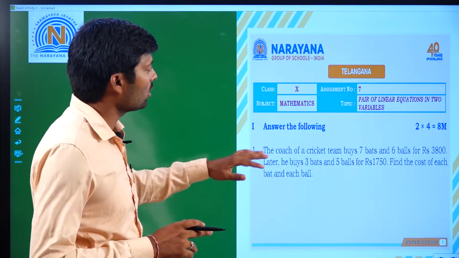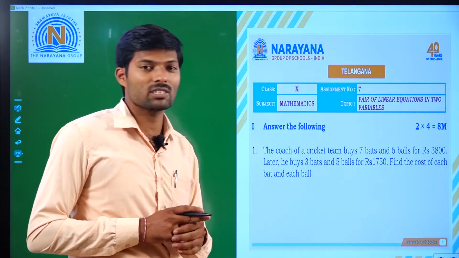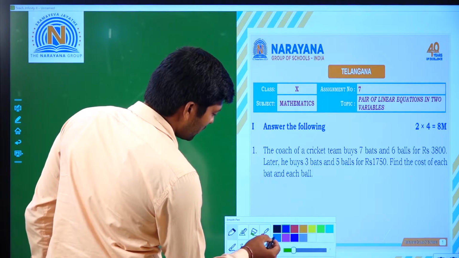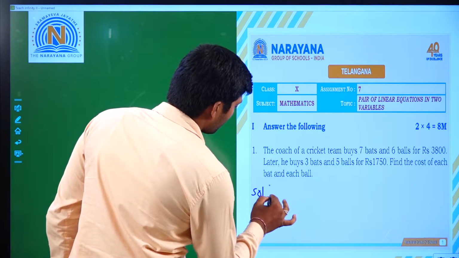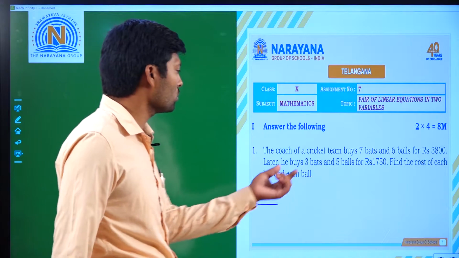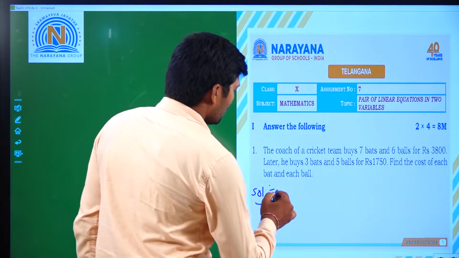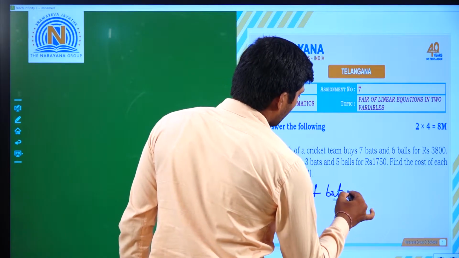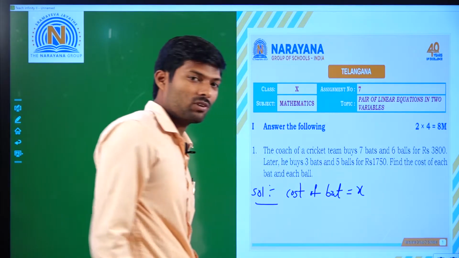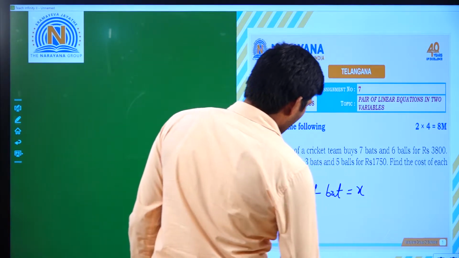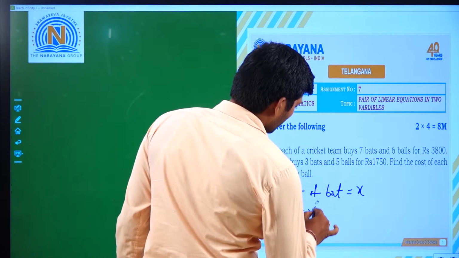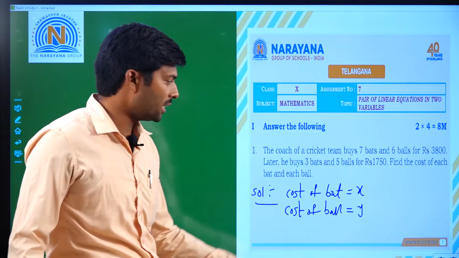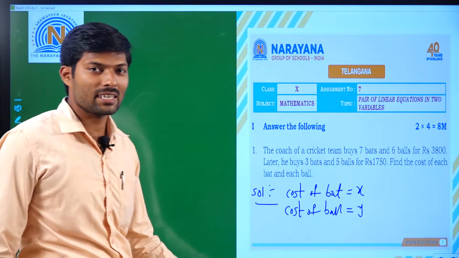So this is an application of pair of linear equations in two variables. Let's see how to solve this question by using pair of linear equations. So what is given in this? Before solving, first we have to consider the cost of each bat is equal to x. Next, the cost of each ball is equal to y. So here there are two variables, x as well as y.